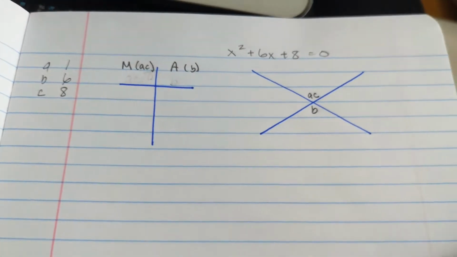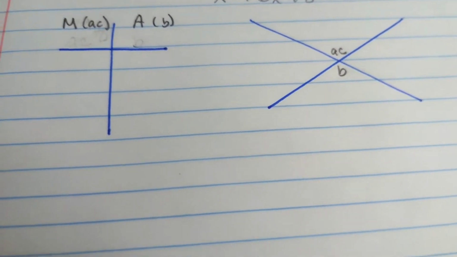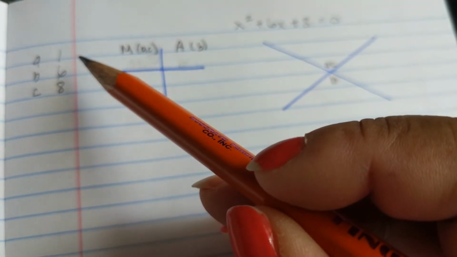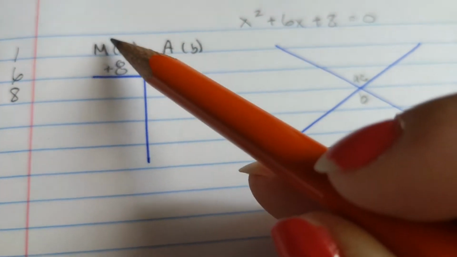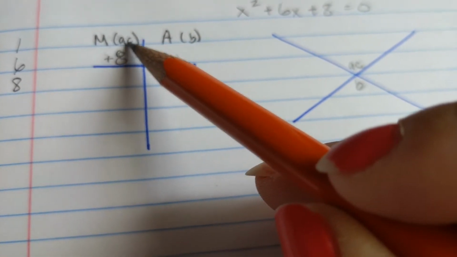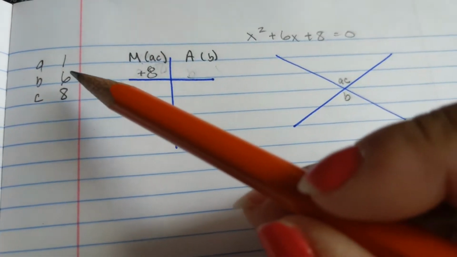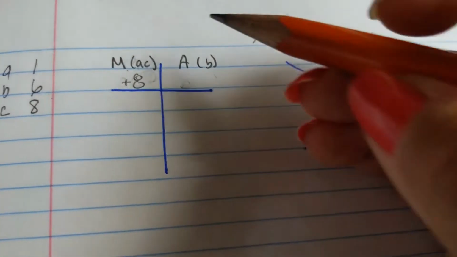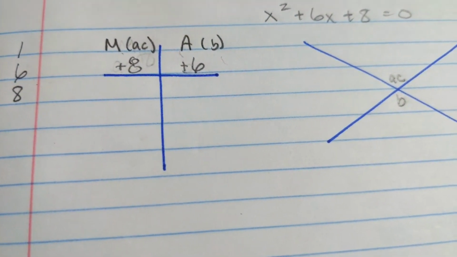Now we're going to follow our directions. What it said we wanted to do was, in a table, multiply A times C. In this case, our A is a positive 1 and our C is a positive 8. So we wind up with a positive 8 on this side of our table for M, because we multiplied A times C. On our A side, we're going to take our middle value, which will always be B, and this is a positive 6. So I'm going to put a positive 6 on that side of our table.